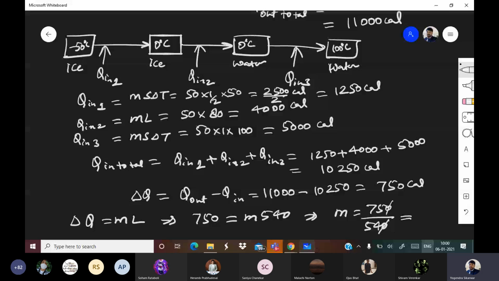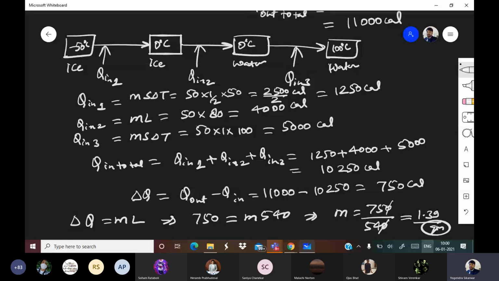That comes out to be 1.388. I'm writing it as 1.39 gram. So this much amount of steam will be there. Rest everything will be water, and the temperature will be 100 degree Celsius. Okay, everyone understood this?